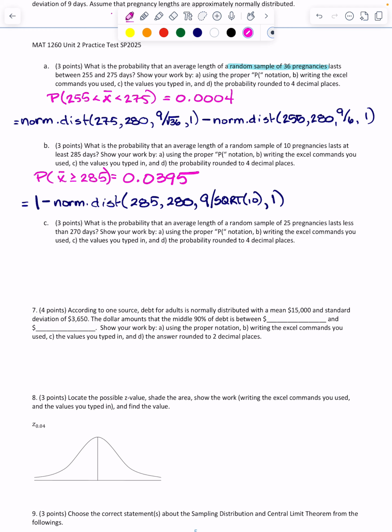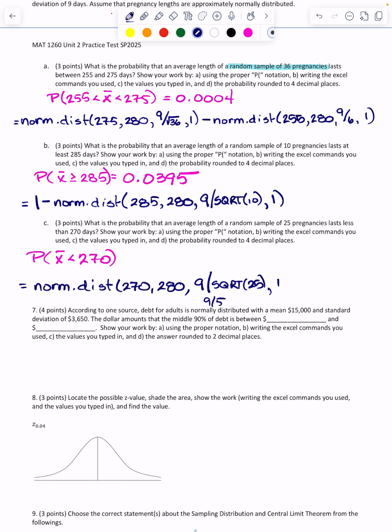3, what is the probability that an average length of a random sample of 25 pregnancies lasts less than 270 days? So again, it's a random sample, so we have to use X bar. I'm looking for a sample mean less than 270. So I'm looking for the left-hand side, that is norm.dist, 270. My mean is 280. My standard deviation is 9 divided by square root of 25. If you wanted to put in 9 divided by 5, that's fine.